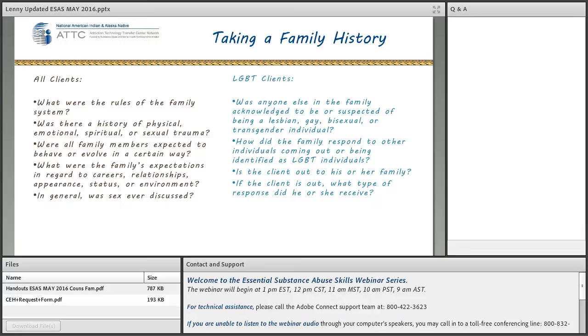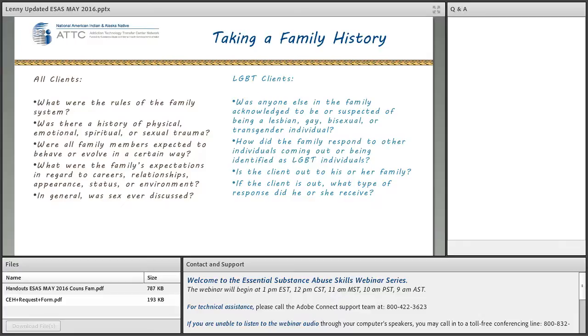For LGBT clients: was anyone else in the family acknowledged to be or suspected of being a lesbian, gay, bisexual, or transgender individual? Another question is, how did the family respond to other individuals coming out or being identified as LGBTQ? Is the client out to his or her family? If the client is out, what types of response did he or she receive? So these are really important questions to ask individuals and families.